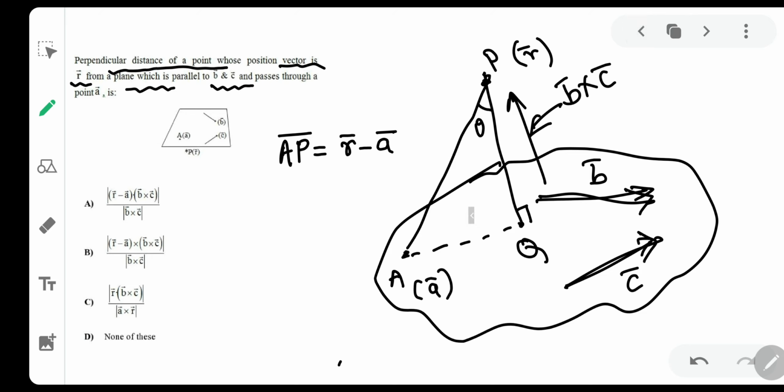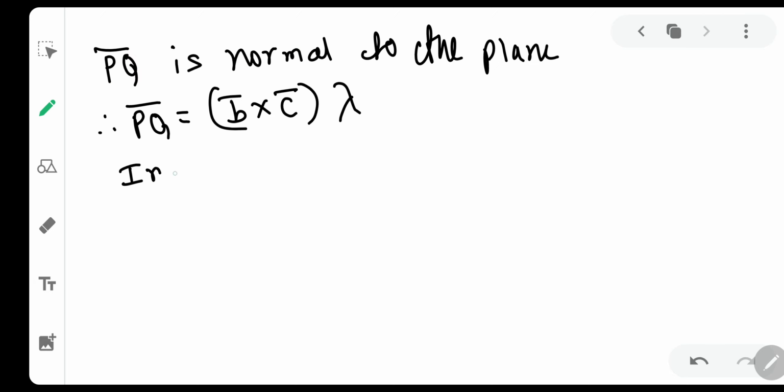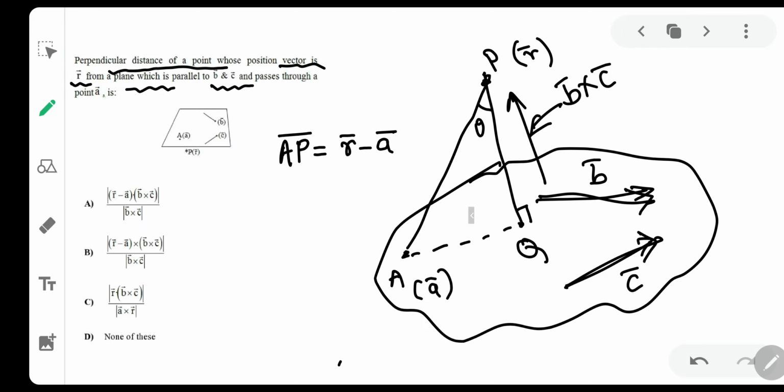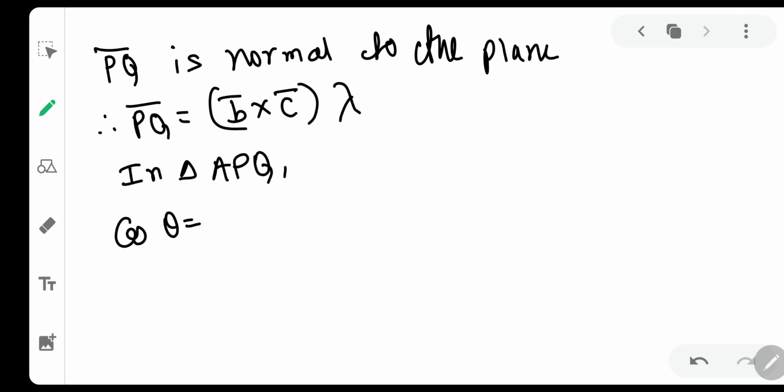Now what else we need to understand is we need to find out PQ. So in triangle APQ, if I am to calculate cos theta, what will I get? Cos theta will be adjacent by hypotenuse. Adjacent is PQ, hypotenuse is AP. So it will be PQ upon AP. So PQ will be AP cos theta.